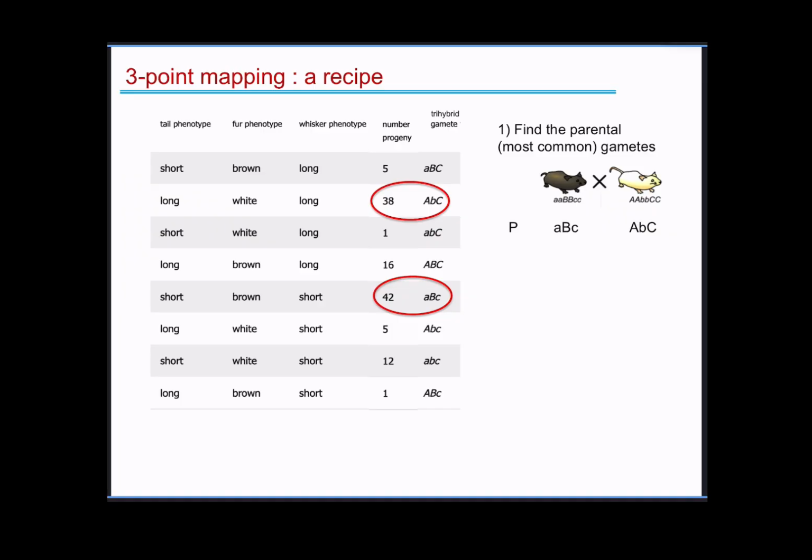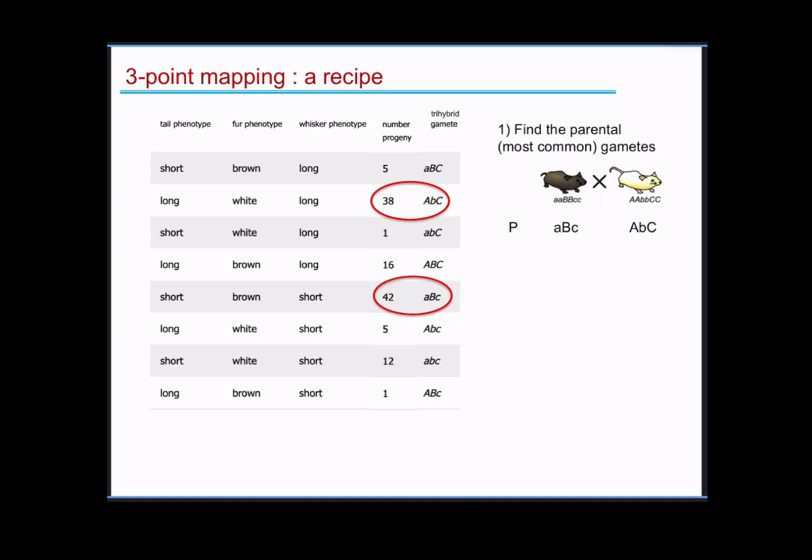You look at the most abundant progeny, and that is what came from parental gametes. Why? Whenever loci are partially linked, most of the gametes are parental, only some will be recombinant. So we go for the most common gametes or progeny first. And when we do that, we notice that the most common progeny in this particular cross has long tail, white coat, long whiskers. It would be this guy here.